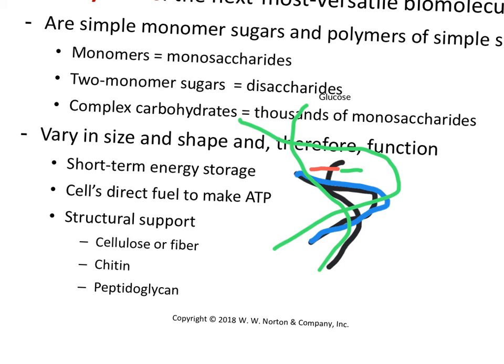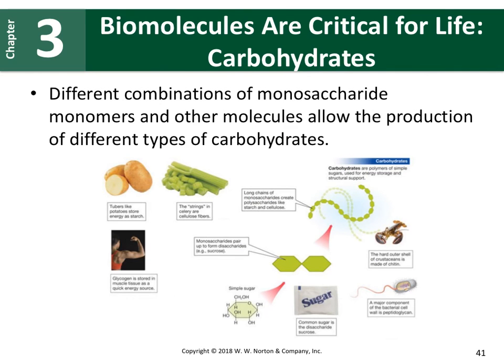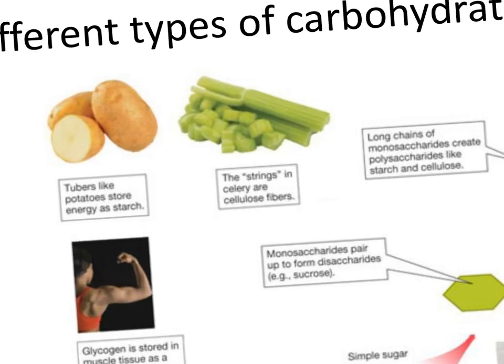And then there's also structure that they're used for, like in plants for cellulose for fiber, or chitin, which is the outer shell, let's say, of insects. I think our hair is made of chitin, and then some other things like peptidoglycan. So they do more than just provide energy.